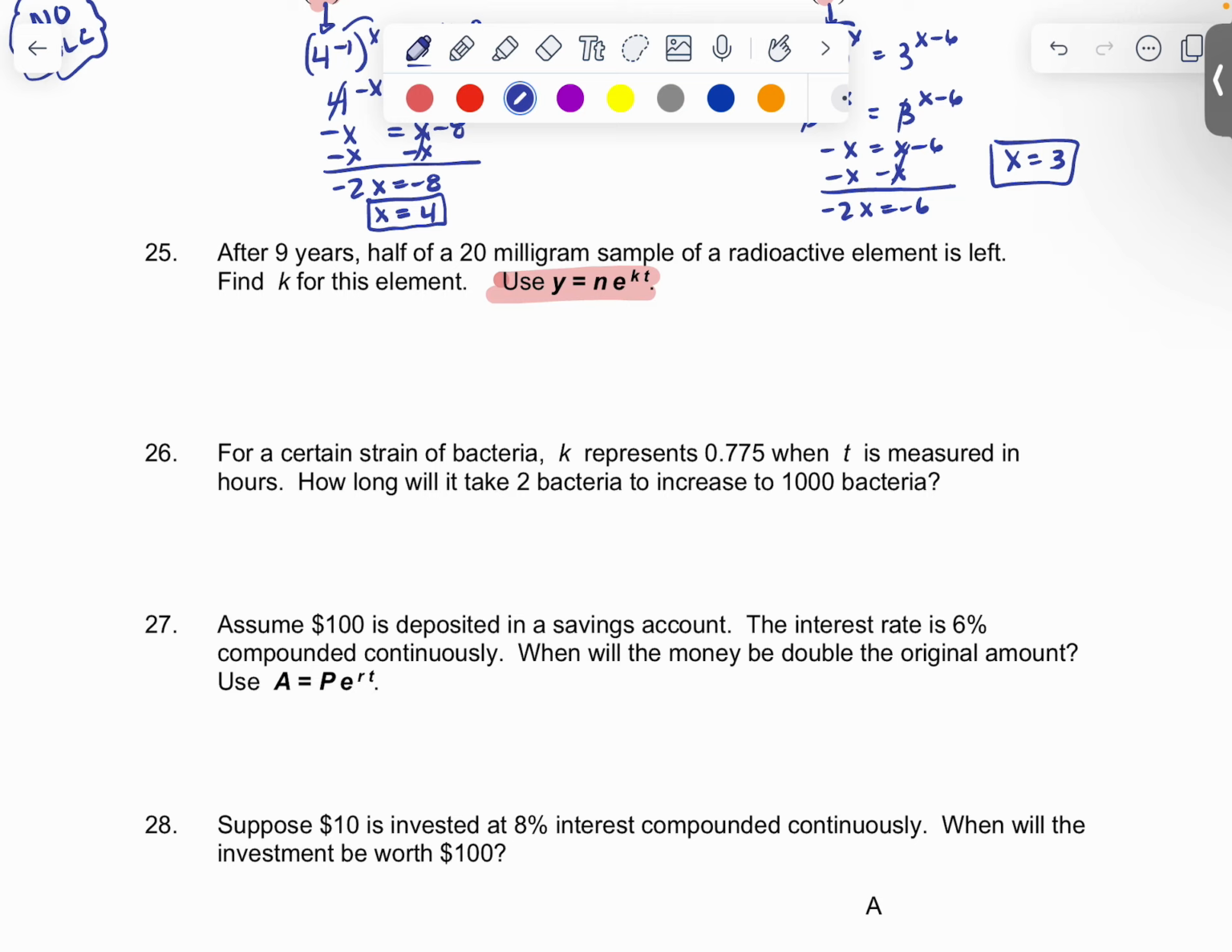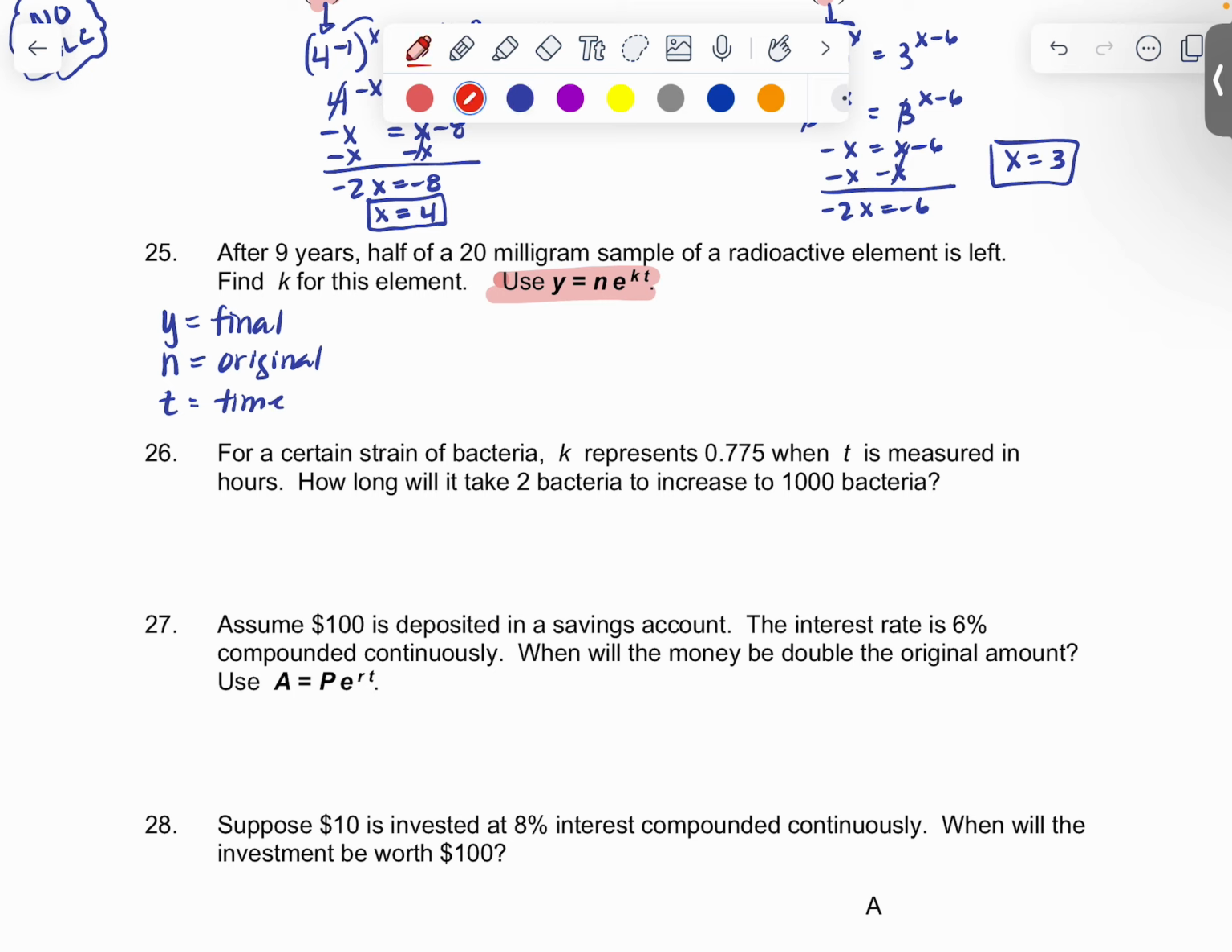So let's write that down. What does the Y mean? The Y means the final amount of whatever you have. The N means the original or the initial amount of whatever you have. The E is just a constant. It's on your calculator, you don't have to know that. The K is the constant of growth or decay, which in this case we're looking for, and the T is the time. So let's see what we've got here.